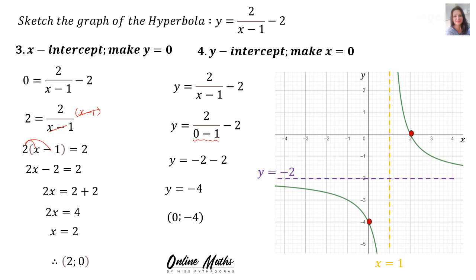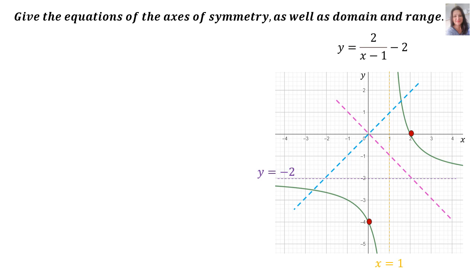Now I want to show you how to find the equations of the axes of symmetry, as well as the domain and the range. First of all, for the original graph, the equation for the axis of symmetry is the line y is equal to x, and this is this blue line. But our new axis of symmetry is only parallel to that line. It's a new line and we have to find the equation.